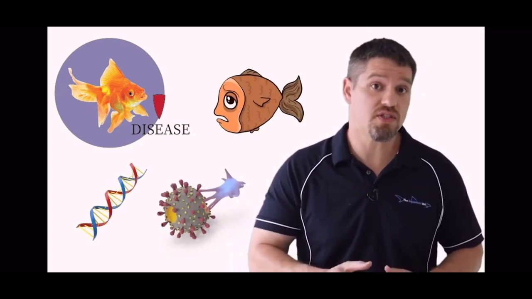The first circle is the host, represented here by a goldfish, but the same principle applies for any organism in our aquarium, including corals and shrimp, for example. There are several factors that might predispose the individual fish to developing disease, such as their genetics, their immune system, and their response to stress.